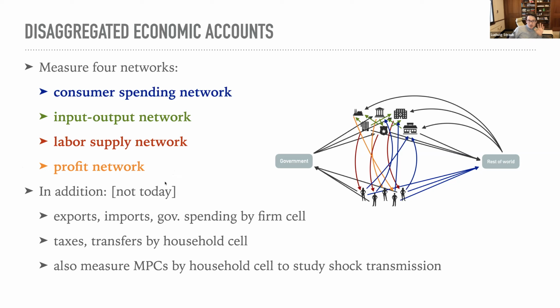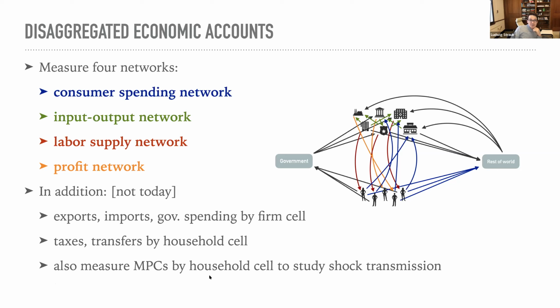Now, we also measure a bunch of other objects, with the goal in mind that at the end we can match the national accounting aggregates, and have a coherent disaggregated system of national accounts. So, for example, we also measure exports and imports by firm cell. We measure things like taxes and transfers by household cell, and we also estimate MPCs by household cell. But I'm not going to give you the details. We follow an existing paper that has done that in Denmark.